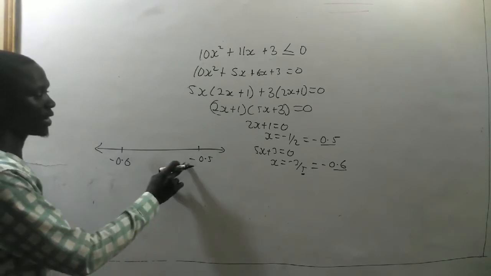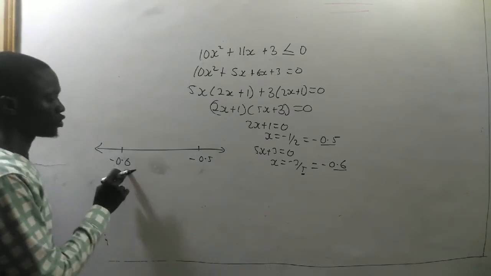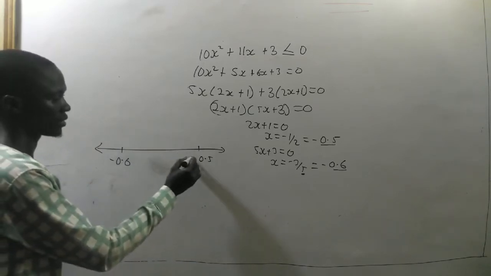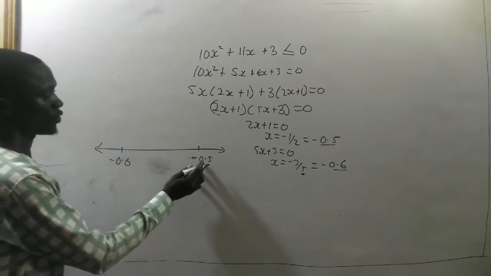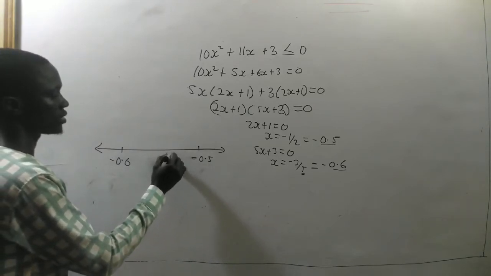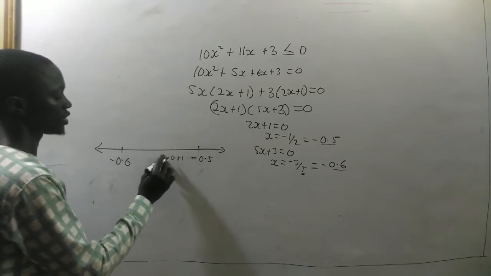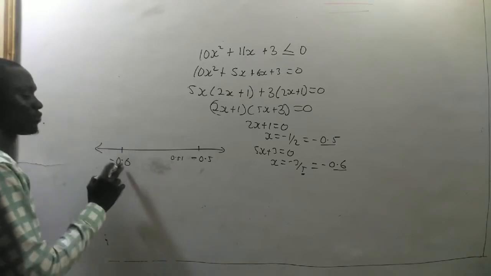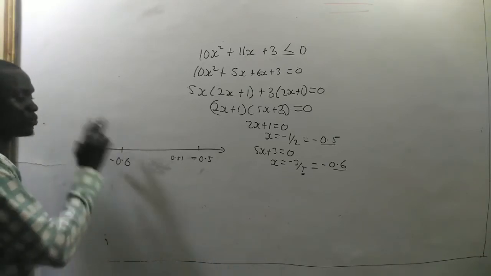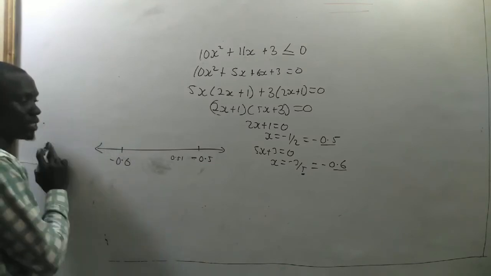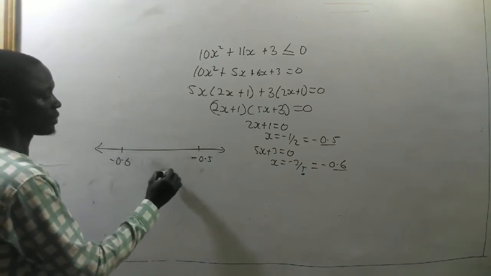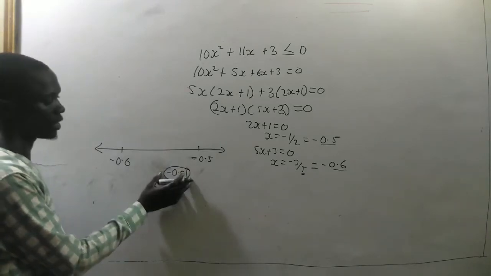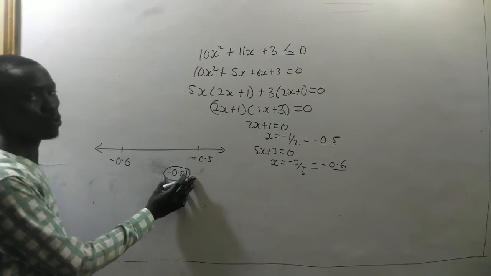Now, what are the values here? Here, we have minus 0.5, minus 0.6. So, what values are between them that you can use to test? So, let me check this. From 0.5, I will go to, let's say, 0.51, 0.52, 0.53, 0.54, 0.55, 0.56, 0.57, 0.58, 0.59. So, I reach 0.6. So, it means that minus 0.51 will be at the middle here. So I can go and use minus 0.51 to go and check.